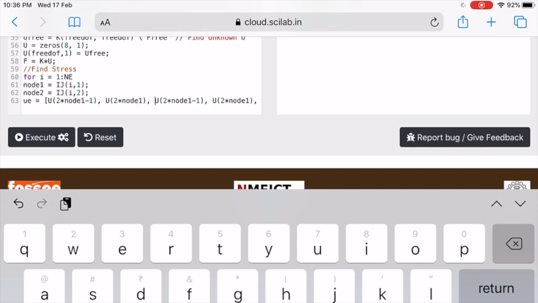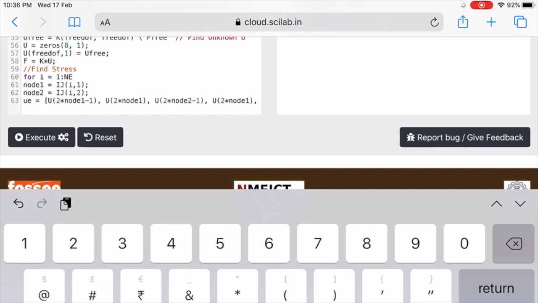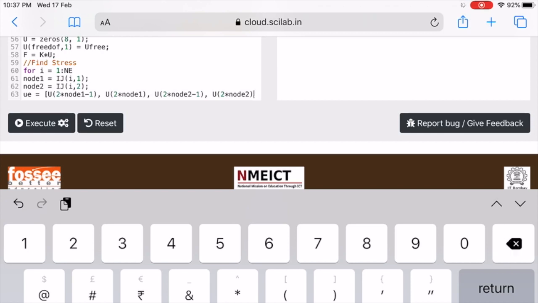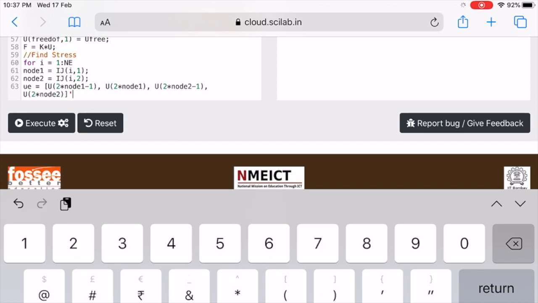It is not a good editor, so because of that we are facing problems, but you are getting the idea. Since it is slow, you can also do your coding side by side, so you can watch the video and do your own coding as well. So 2 times node 2, and we also transpose it like this. So we are capturing all the u values for that element, and node 1 and node 2 we get for every element.